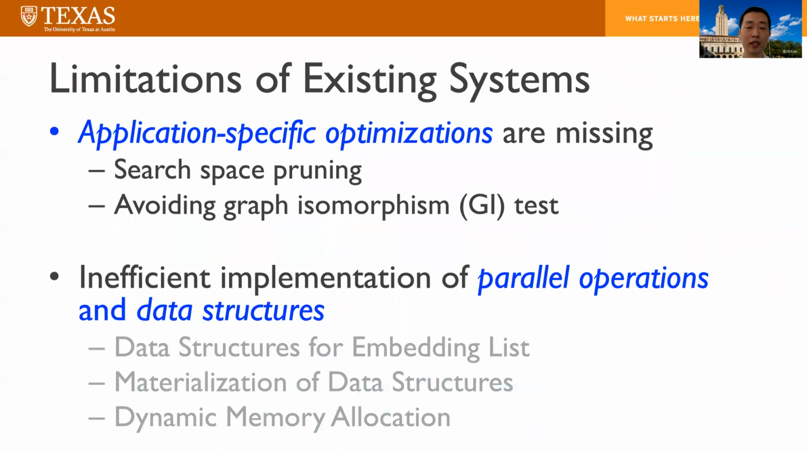As I already mentioned, existing systems are not efficient. This is due to, first, many application-specific optimizations are missing in these systems, such as search space pruning and avoiding graph isomorphism tests. Second, in these systems parallel operations and data structures are inefficiently implemented on today's parallel hardware. Due to limited time, I will only talk about the first part in this talk, and you can find details about the second part in the paper.